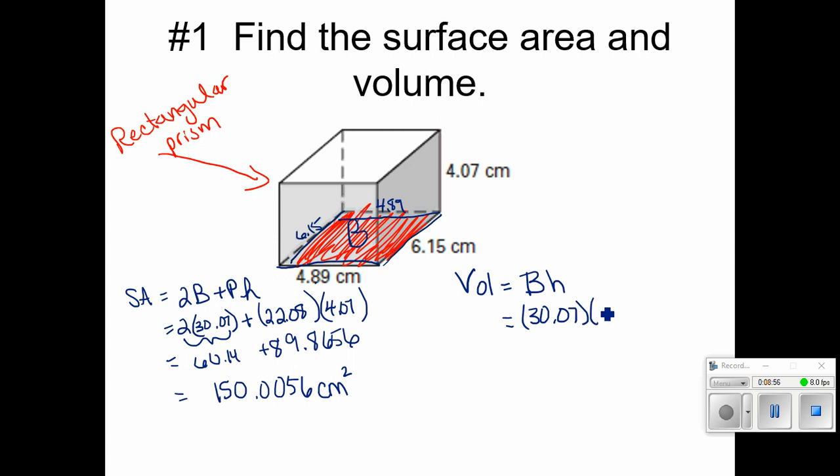How tall is it? 4.07. Sweet. We just multiply those 2 numbers and we got it. So surface area does take a little bit more time, but when you do it, you have everything you need for volume.